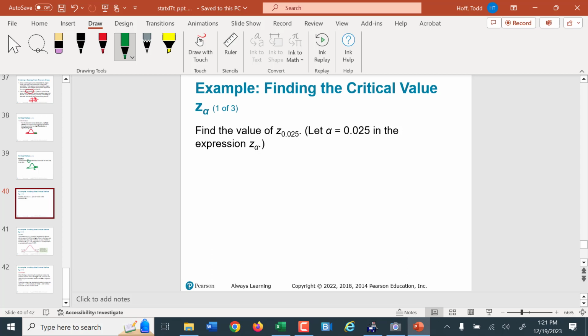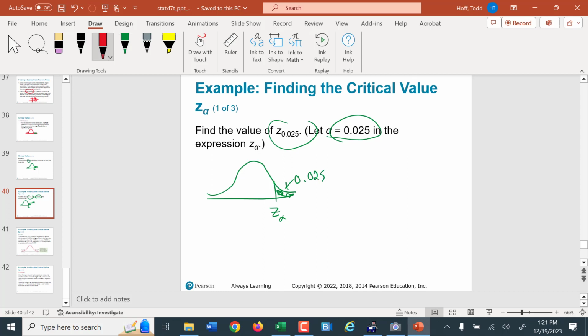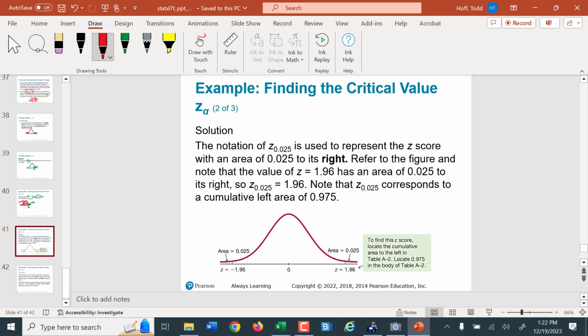So find z for an alpha of 0.025. We're looking at our bell curve here. This is the z-score we're looking for. This area here is 0.025. Since the table and Excel give us the area on the left, not the right, we have to do 1 minus 0.025, which gives us 0.975 as that probability. That's the one we're going to be looking for. And it shows us that calculation here of what we're going to look up.